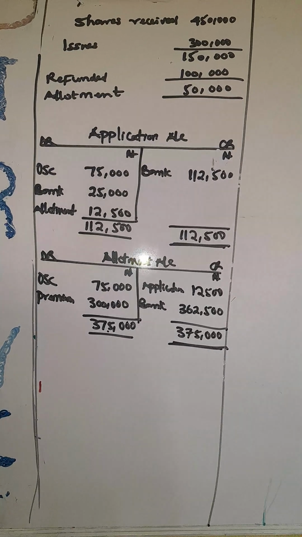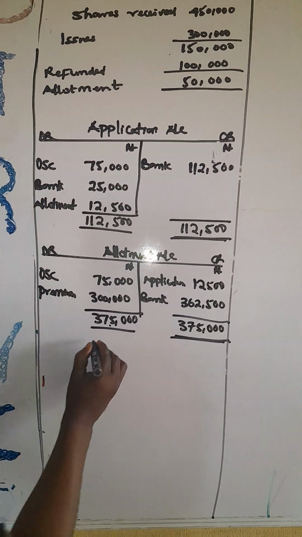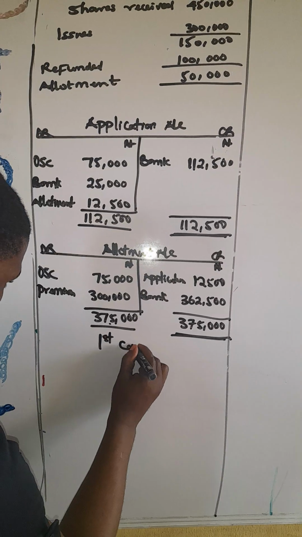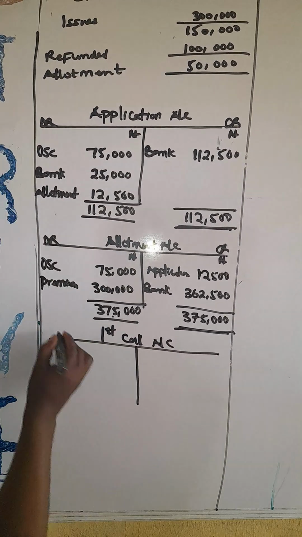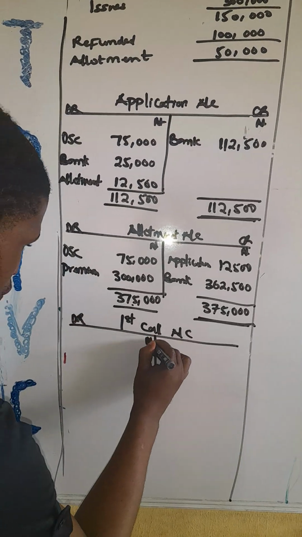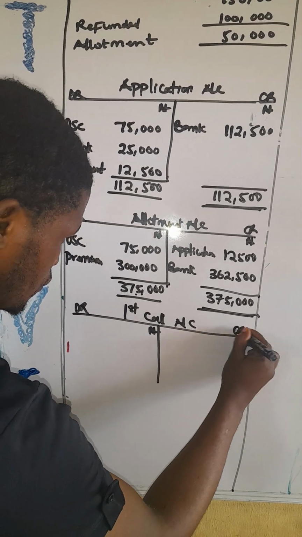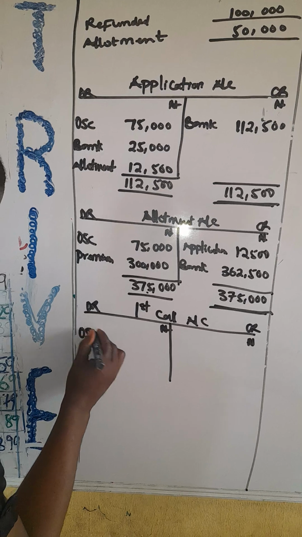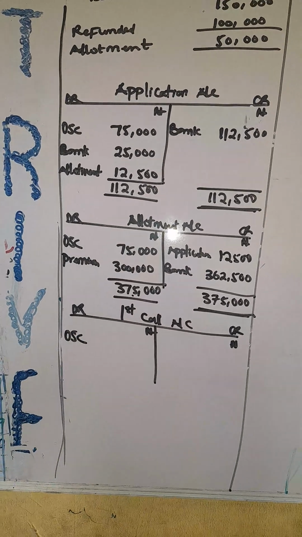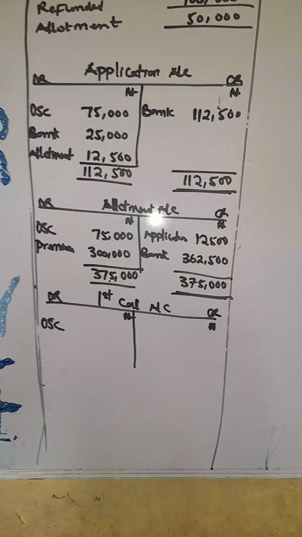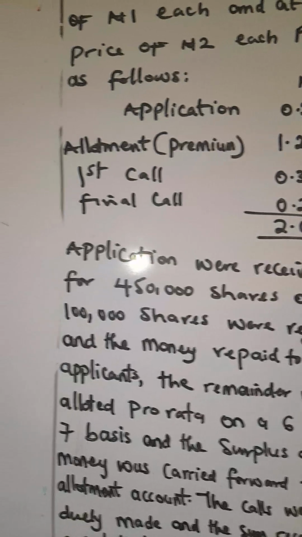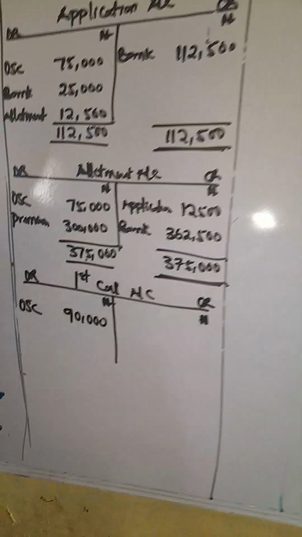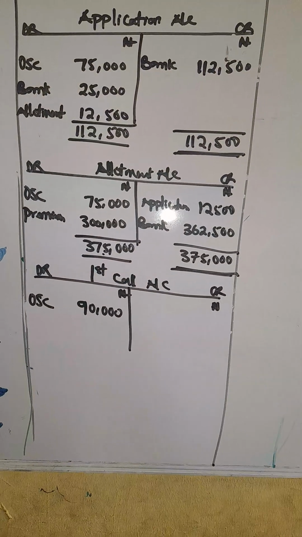Quickly, let's go to the next account, which is the first call. So the first call account will look like this. Now, ordinary share capital, 30 kobo. 300,000 times 30 kobo will give us 90,000. You see it now. 90,000 shares were issued.